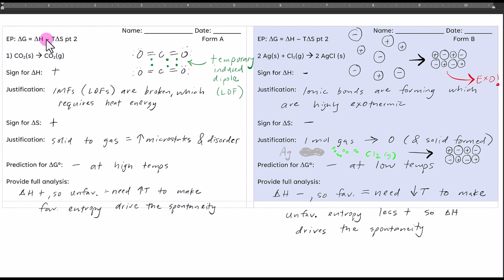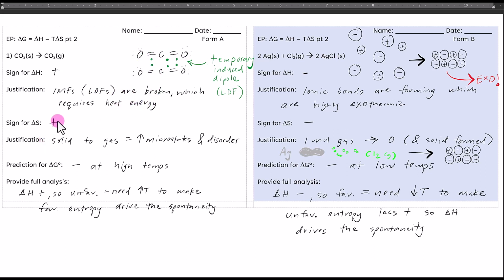You're supposed to predict the signs and then figure out what delta G would be as a result. So we have carbon dioxide. It's a solid, dry ice, which is solid carbon dioxide, and it sublimes at room temperature. That means heat energy needs to go into the intermolecular forces. There's a London dispersion force. This is nonpolar. That's what holds it together as a solid. For it to become a gas, heat has to go into those to separate these two.